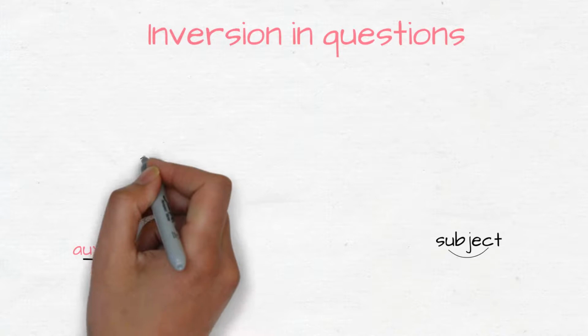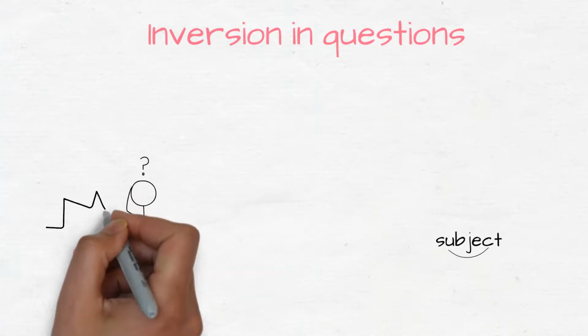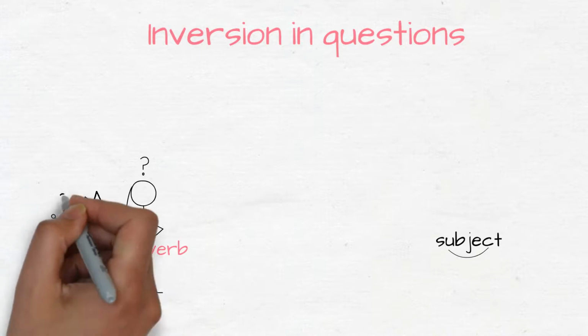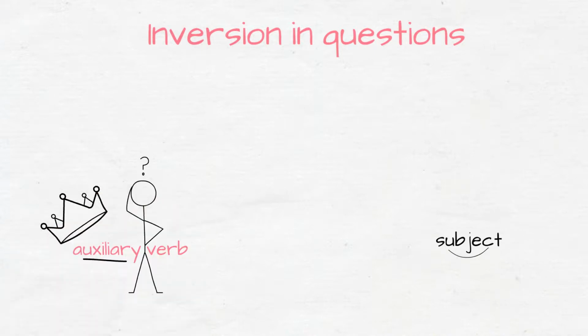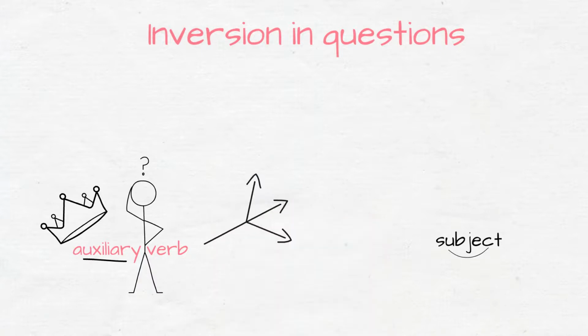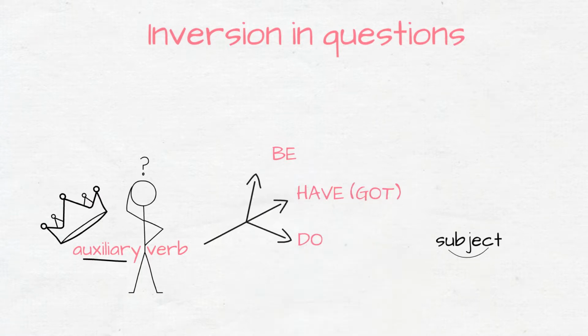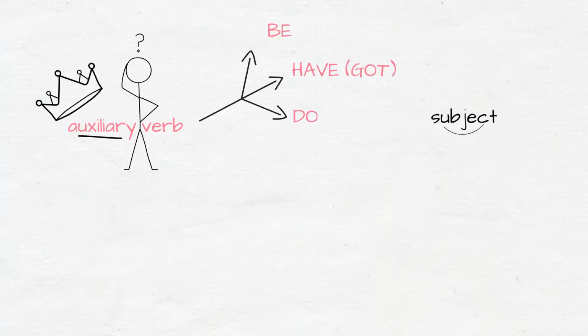Auxiliary verb? What is that? That is the verb which, in short, rules the structure of the sentence. And we have only 3 such verbs. I bet you know them. How come? Well, I'm sure you've made plenty of questions in English, haven't you?